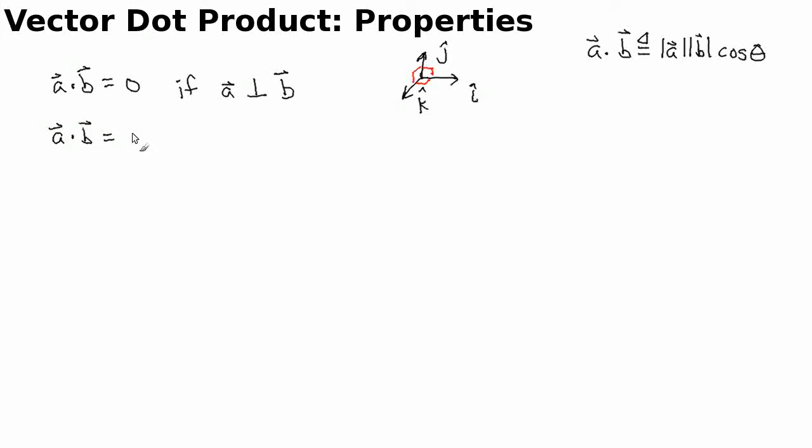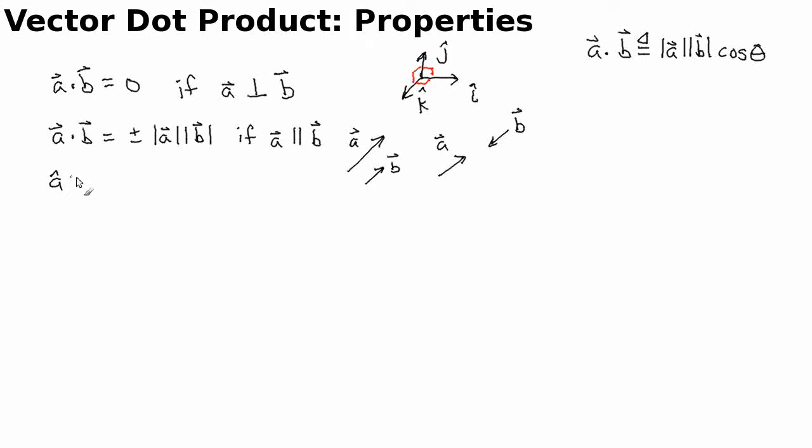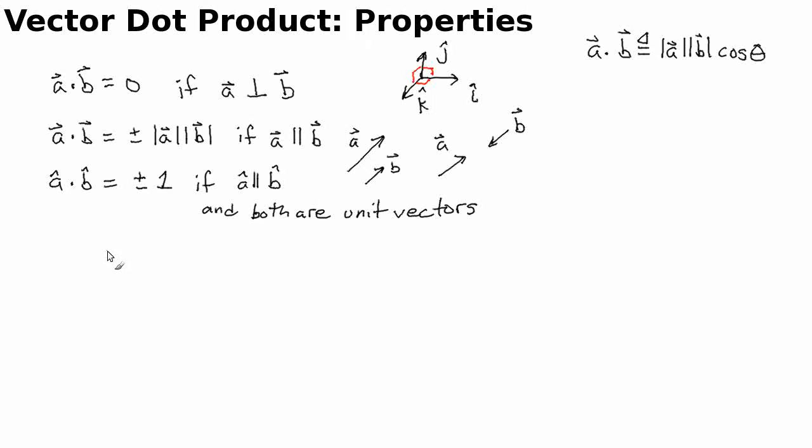Similarly, we have A dot B is going to be plus or minus the product of the magnitudes of A and B, and that's if A is parallel to B. So we could have, for example, A and B parallel like this, or A and B could be anti-parallel like this. Of course, it follows, but it's useful to write down: A dot B is going to be plus or minus 1 if A is parallel to B and both of the vectors are unit vectors. And we denote that by the little hat symbol over A and B.